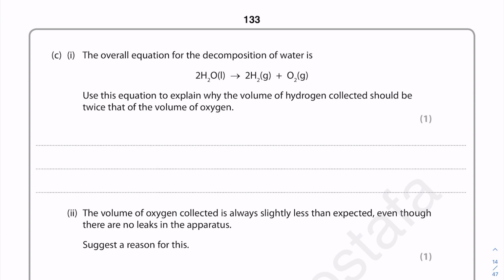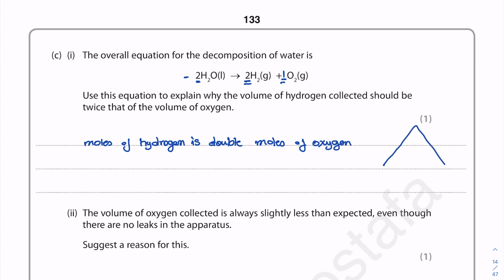Question C(i). The overall equation for the decomposition of water is 2 moles of water decomposed into 2 moles of hydrogen and 1 mole of oxygen. Use this equation to explain why the volume of hydrogen collected should be twice that of the volume of oxygen. It is very clear that every 2 moles of water electrolyzed produce 2 moles of hydrogen and 1 mole of oxygen. So the moles of hydrogen collected at the cathode are double the moles of oxygen collected at the anode.